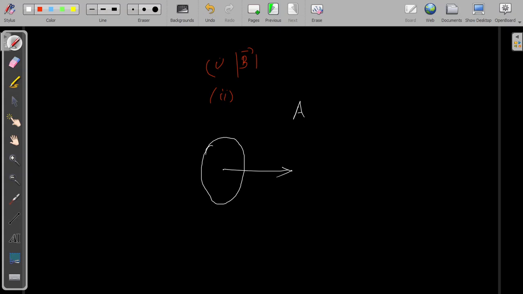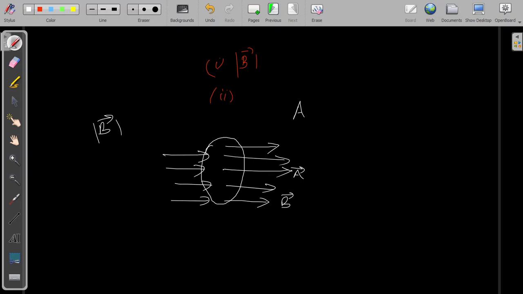Now, suppose this single turn coil is placed in an external magnetic field, vector B, like this, and its direction is exactly parallel to the area vector A. So this is our magnetic field, and this is position 1 of this single turn coil.